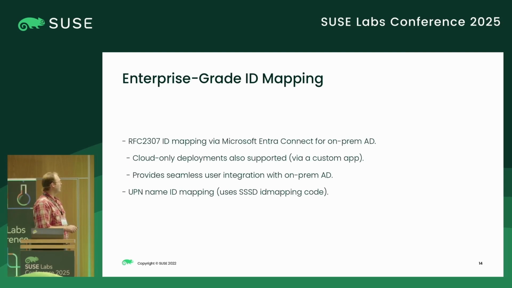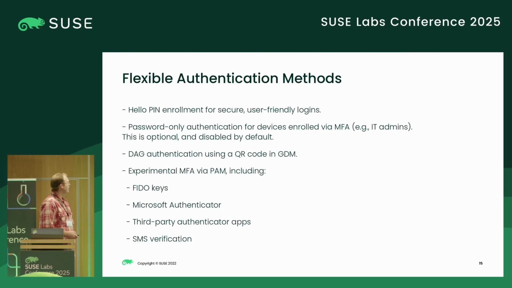We support cloud-only deployments as well as on-prem. And then we've also got UPN ID name mapping, which uses the same ID mapping code that SSSD is providing, although I need to make some changes here to align better with the way they're doing their ID mapping.